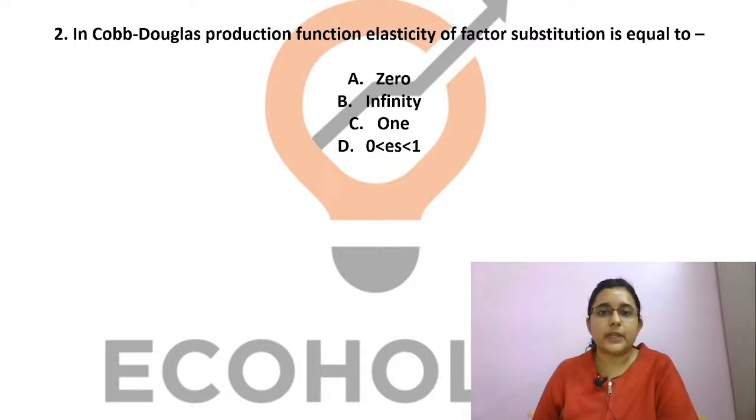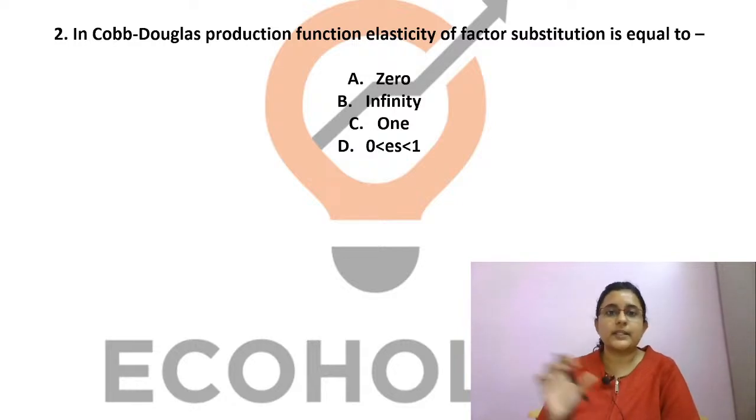Now this is the second question. In Cobb-Douglas production function, elasticity of factor substitution is equal to what? 0, infinity, 1, or between 0 and 1? What will be the value? What should be the value?